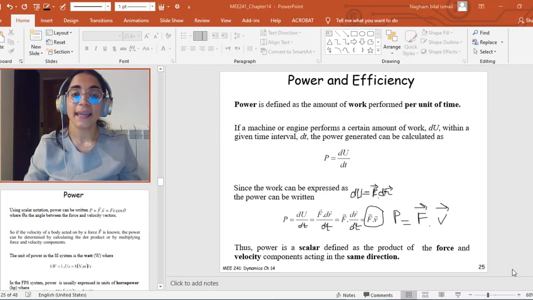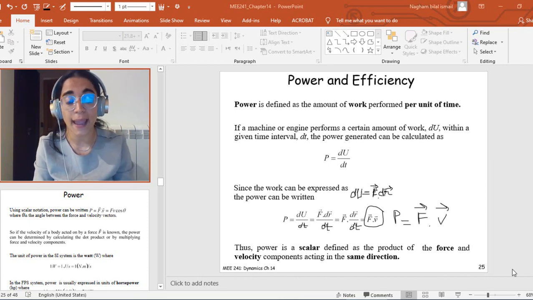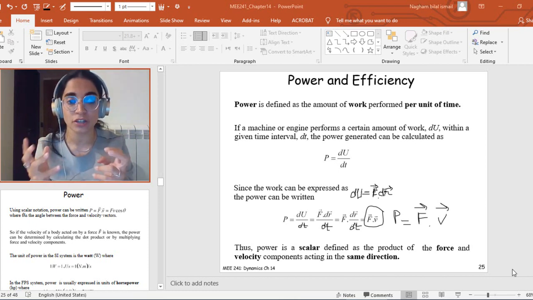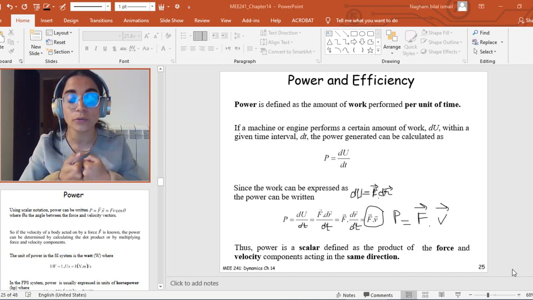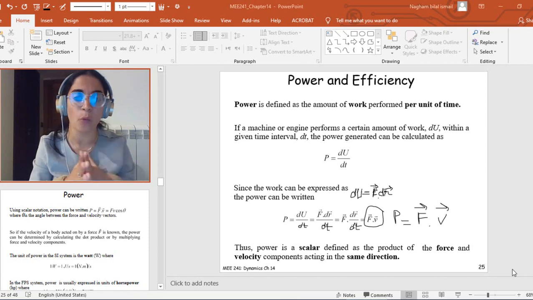Welcome back, guys. In this part of chapter 14, we're going to talk about the power and efficiency. Why? Because in mechanical engineering, power and efficiency are very strong terms that you're going to use in the future. Now I'm going to start first with the power.